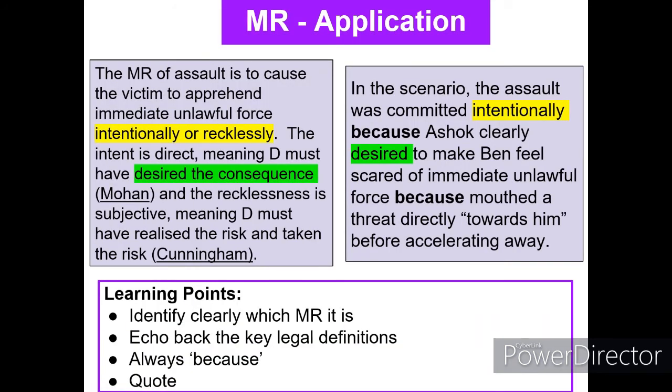Again, you must identify what the mens rea is. So you've used the word intentionally or recklessly. You've got to echo one of those words. You also have defined what intentionally or recklessly means, so you have to echo back the legal definition. So in here, it's intentionally. Therefore, I've got to echo back the word 'desire'. If I'd used recklessly, I would need to echo back 'realise the risk'. As before, the word 'because' ensures its application, and references to the scenario ensures its good application.